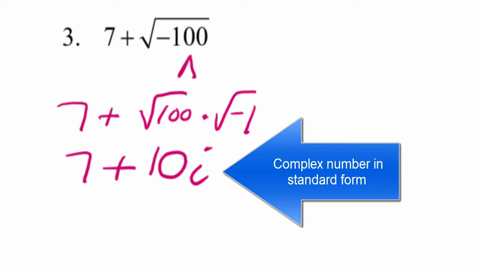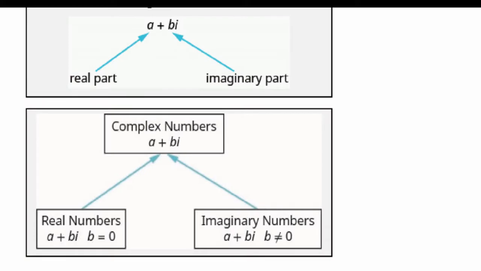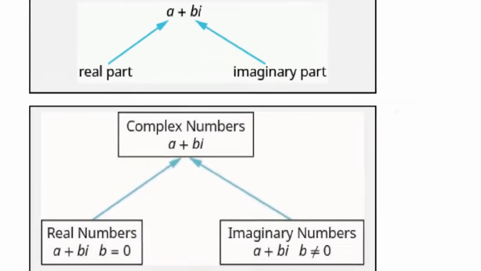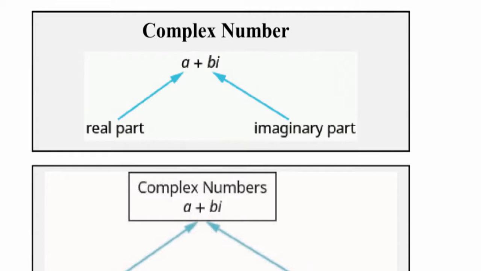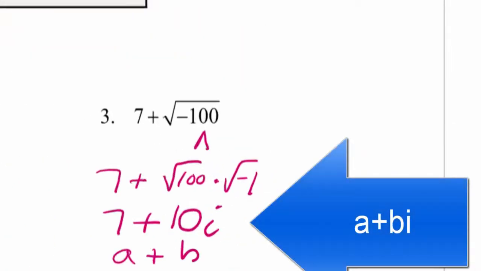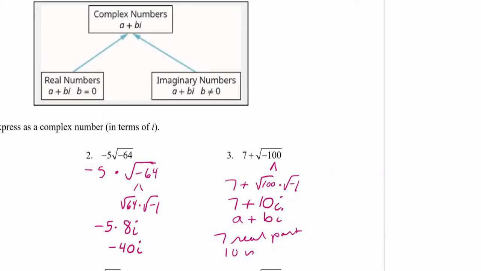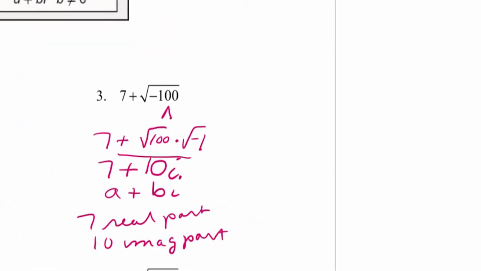Now, this is a complex number in standard form. Let me go back and show you. So see that? A complex number in standard form looks like this. It looks like a plus bi, where a is the real part and b is the imaginary part. So see how this looks like a plus bi? So 7 is the real part and 10 is the imaginary part. And 7 plus 10i is an example of a complex number.